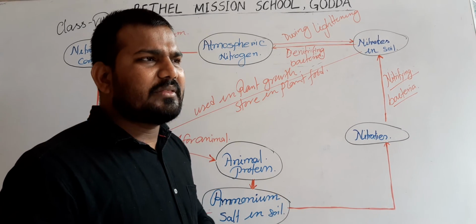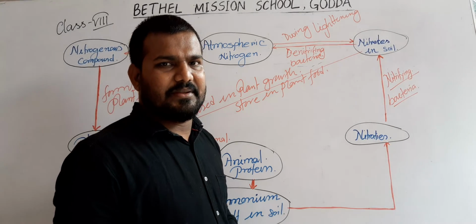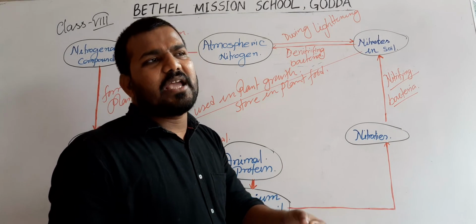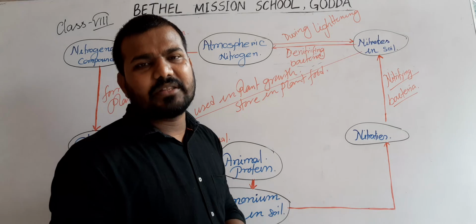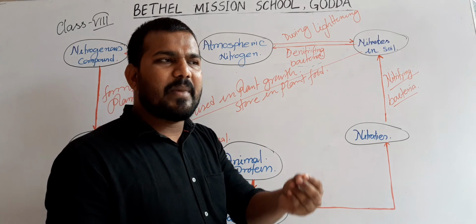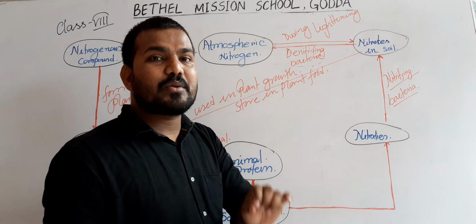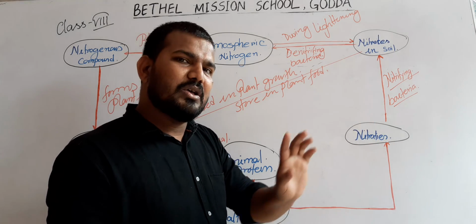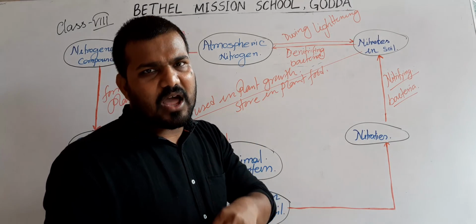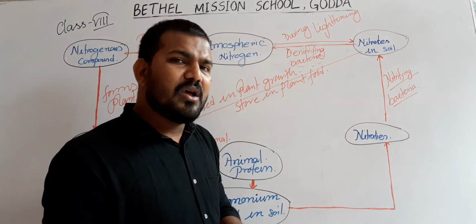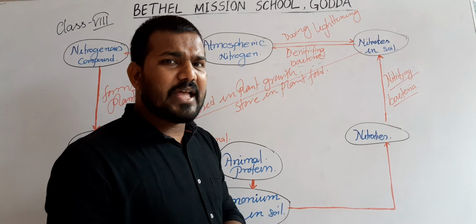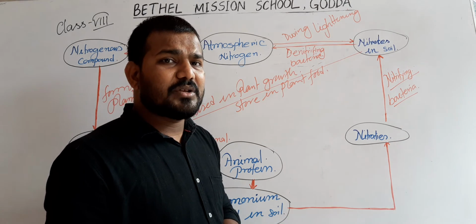And another way is during lightning, when atmospheric nitrogen may react with oxygen and water droplets to form nitric acid, and this nitric acid may fall on the soil as rain. That will also increase the nitrogen in the soil. So this addition of nitrogen is known as nitrogen fixation. Even farmers use different types of nitrogenous fertilizer, which also adds nitrogen to the soil, known as nitrogen fixation.